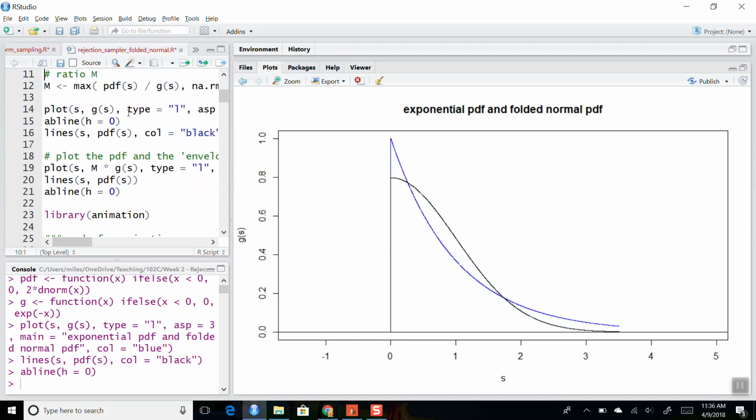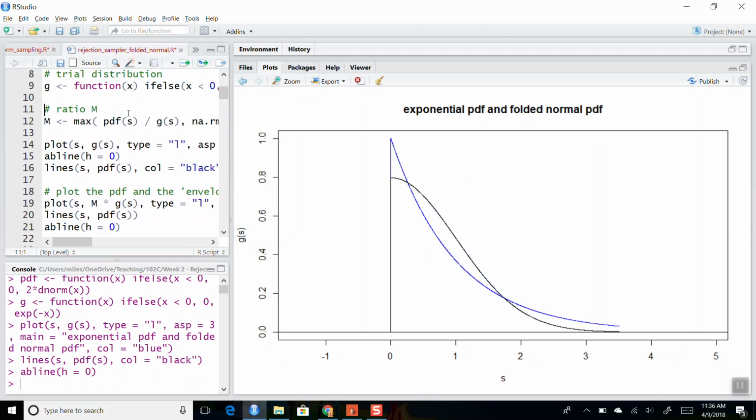And there is the folded normal PDF. Okay, and so, well, I can't just go directly with the exponential distribution and the folded normal because the folded normal is taller than the exponential distribution in some locations. And so what I need to do is I need to multiply the exponential PDF by some constant m so that it is always taller than the PDF of my target distribution.